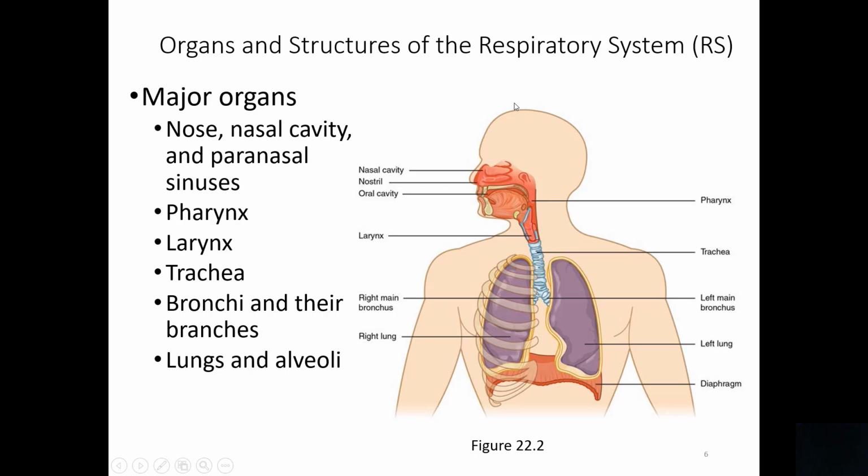Organs and structures of the respiratory system. Major organs would be nose, nasal cavity, and paranasal sinuses, pharynx, larynx, trachea, bronchi, and their branches inside of the lungs, and finally lungs and alveoli inside of the lungs. Don't forget about the diaphragm, it's an important muscle for breathing.